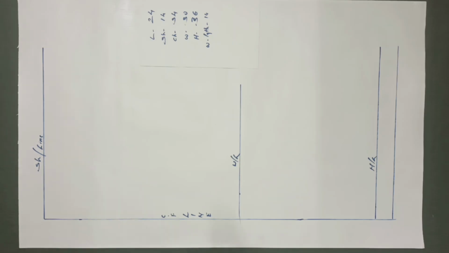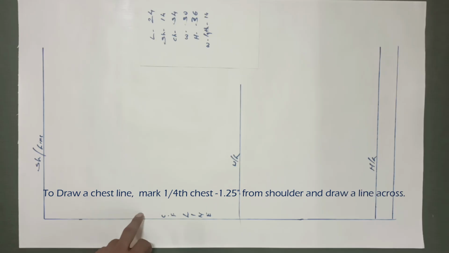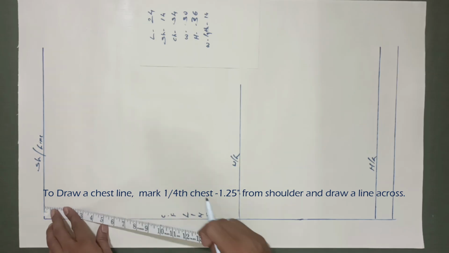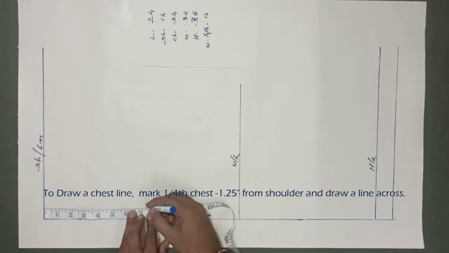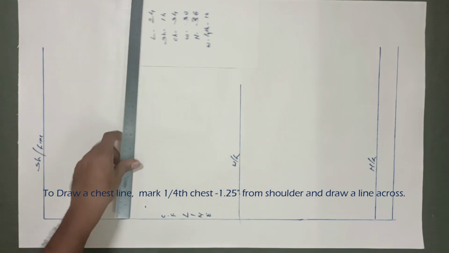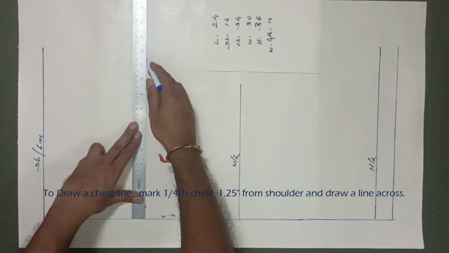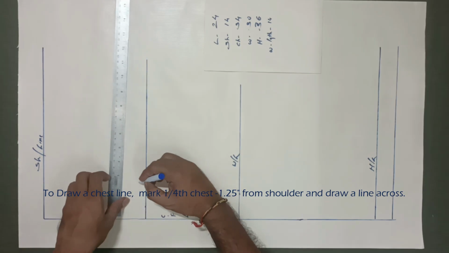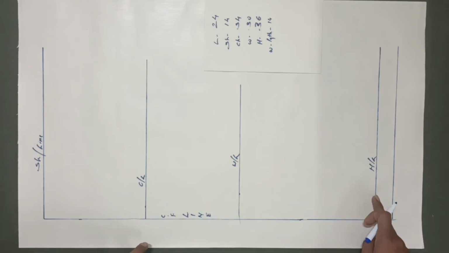Now in order to draw the chest line, calculate the measurement from shoulder to chest line. The formula is chest divided by 4 minus 1/4 inches. Chest divided by 4 is 8.5 inches, minus 1/4 is 7.25 inches. Mark 7.25 inches from the shoulder and draw a line across, and this will be considered the chest line. So now we have all the basic lines: shoulder line, chest line, waist line, hem line and the hem folding line as well.